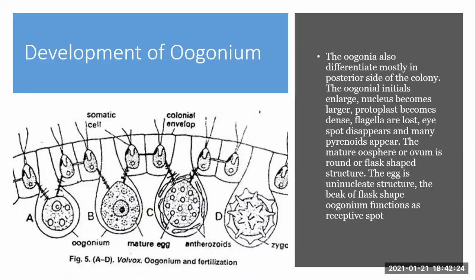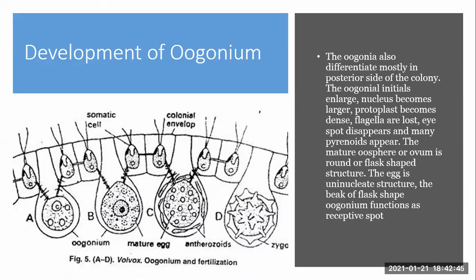Development of oogonia. The oogonia also differentiate mostly in the posterior side of the colony. The oogonial initials enlarge, the nucleus becomes larger, the protoplasm becomes dense, and flagella are lost. The eye spot disappears and many pyrenoids appear.